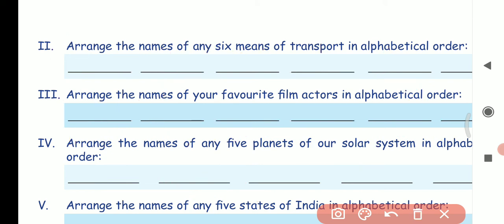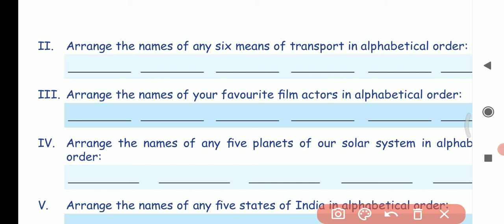Next, question number 3. Arrange the names of your favorite film actors in alphabetical order. Very interesting. You already know the names of several actors. So you have to arrange those names in alphabetical order. Any name you can write. Abhishek, Alia, Anushka, Deepika, whatever you feel like, any actor.